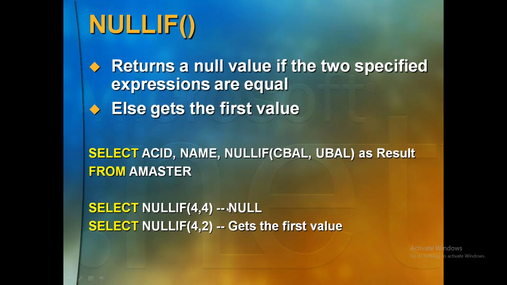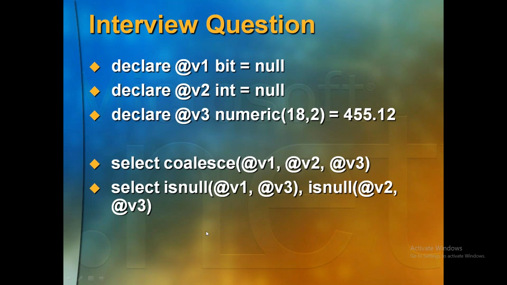Okay. So people would ask what is the difference between ISNULL and NULLIF. ISNULL means if there is a null value there, you are going to put a constant value instead of showing the null there. So NULLIF returns a null value if the two specified expressions or columns are equal, else it gets the first value. So this will give you null because both of them are equal. It will give you the first value, the answer is 4 in this case. Clear? So there is an interview question asked.